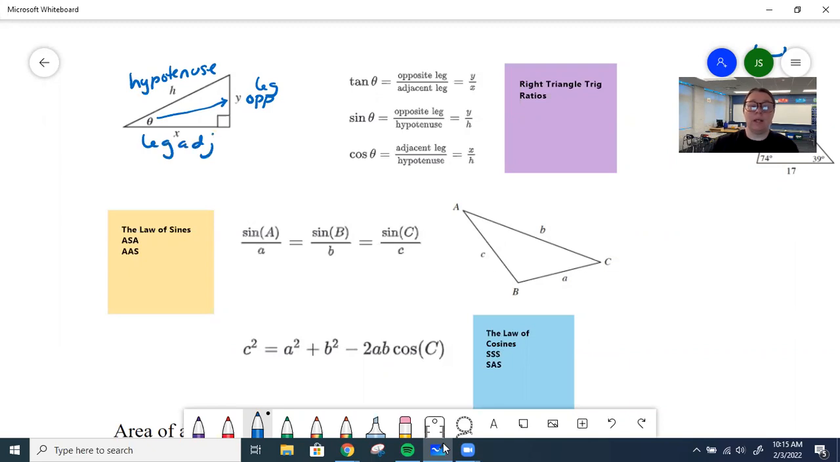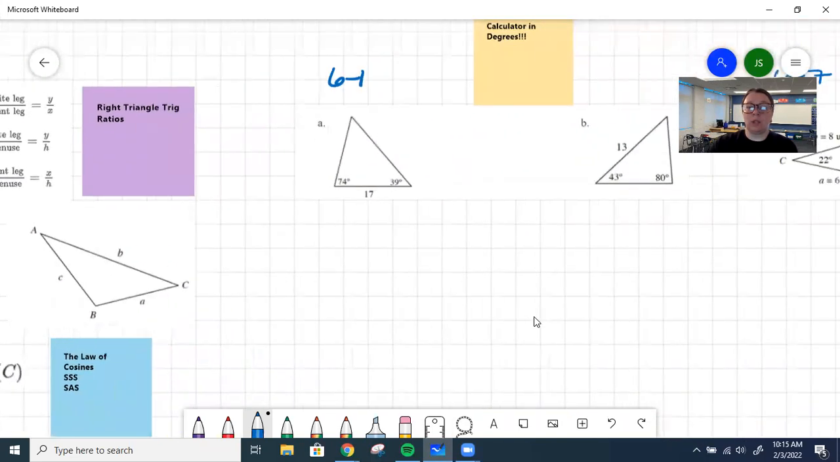Then the sine of an angle is opposite over hypotenuse. Cosine of an angle is the leg adjacent over the hypotenuse. So we had these from before. But the trouble is, not all triangles are right triangles.